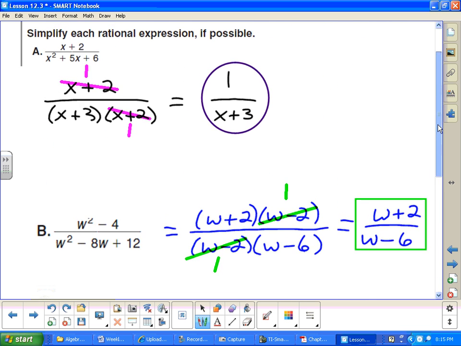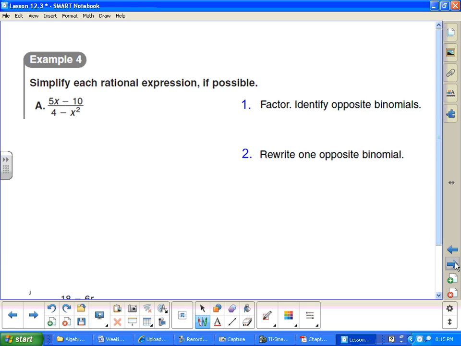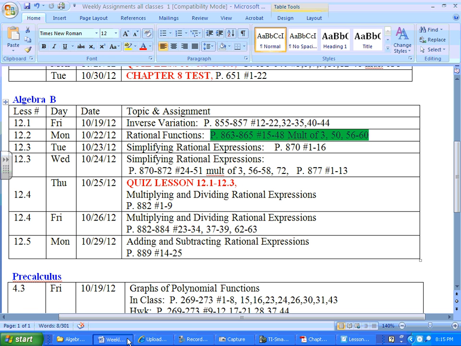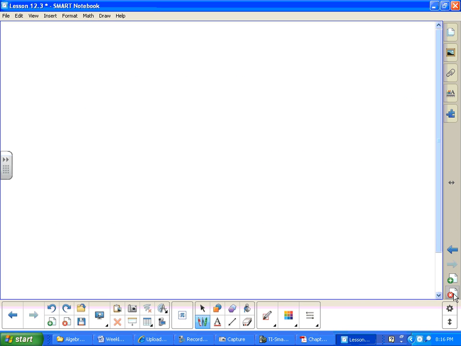Okay, so those are the only ones that you're going to need for Tuesday's assignment, which is page 870, numbers 1 through 16. And then when you go over to Wednesday's assignment, you're also going to need example 4. And let me see if we need 5 or not for that. Let's see here now. Nope, we don't. Didn't do it.